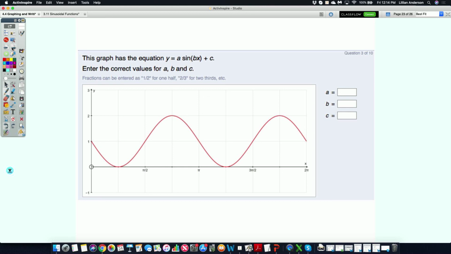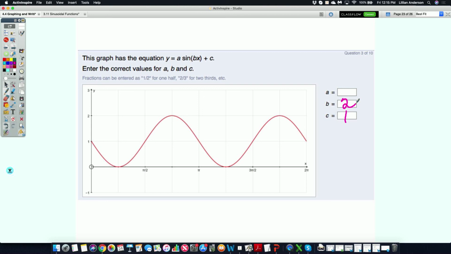Let's go backwards. What's C? 1. It was vertically shifted up. Your max is at 2. Your min's at 0. You can do the formula there. What's the value of B? 2. You have 2 cycles that occur between 0 and 2 pi. What's your period here? Pi. So you can also do pi equals 2 pi over B, and you can solve and find out that B is 2 that way.